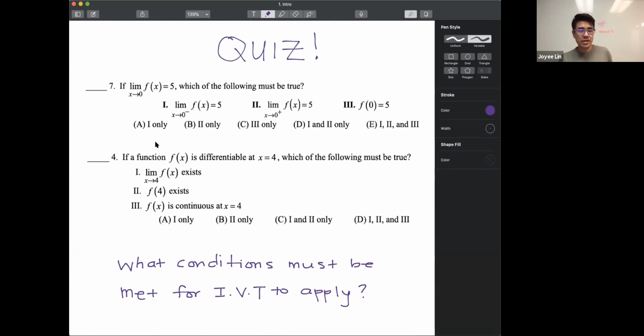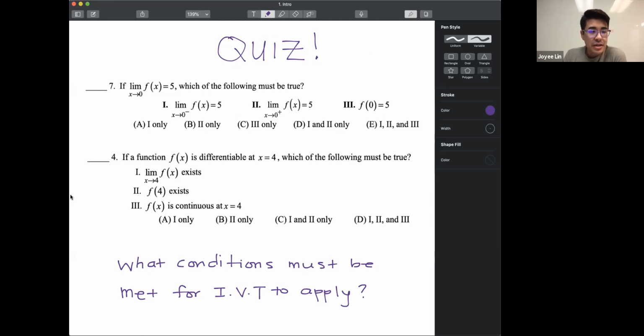So first things first is I set up a quiz. How do I get this quiz to go? Here you go. Quiz number 1. We have these 3 questions that I want you to answer. So first one, we get that the limit of f as x approaches 0 is 5. Which of the following is true? You can choose which one you think is true there. And then we also have question number 4. It says if a function f is differentiable when x is equal to x, which of the following must be true? And then there's a third question. So I listed a bunch of possible conditions for the intermediate value theorem to apply. There are multiple that are correct there.